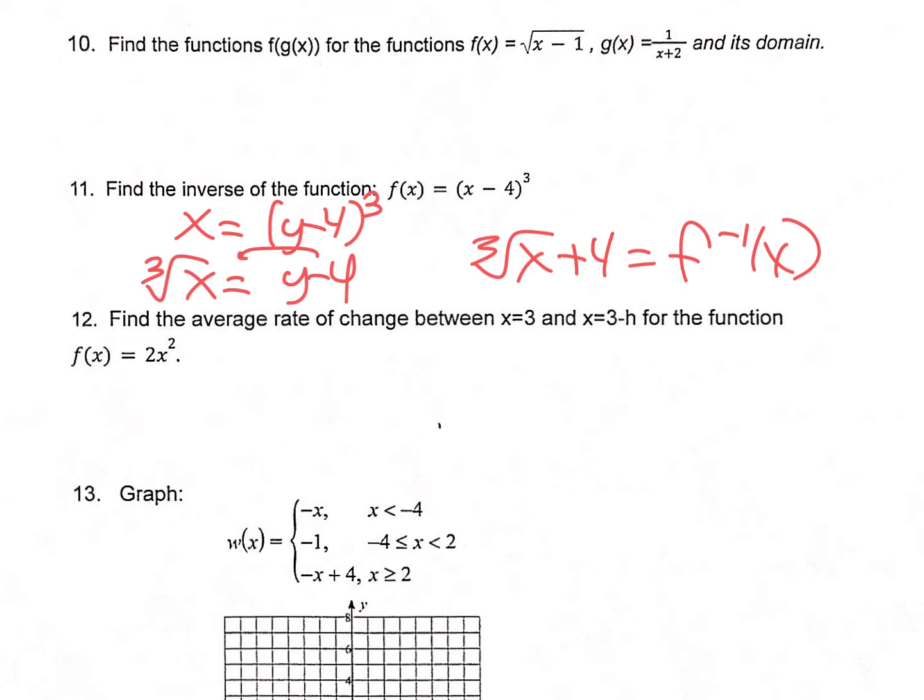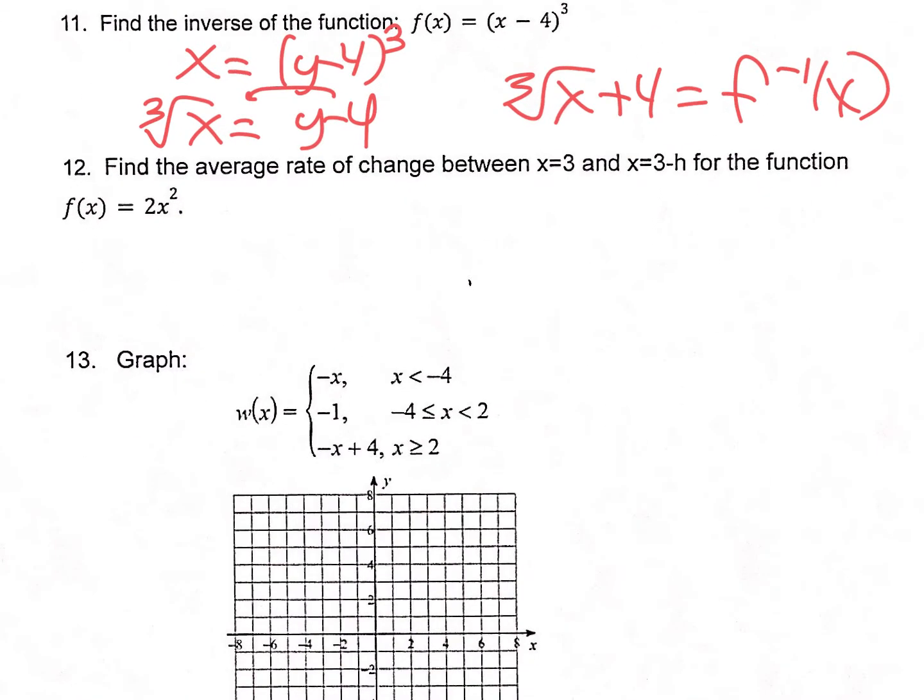All right, number 12. Find the average rate of change between these two things. Rate of change, another word for slope. So I'm really thinking like this, y2 minus y1 over x2 minus x1.